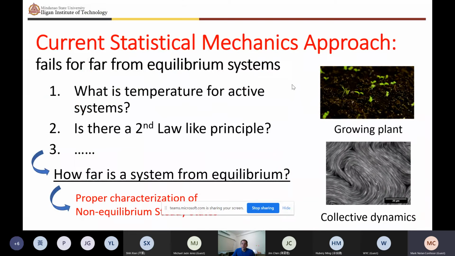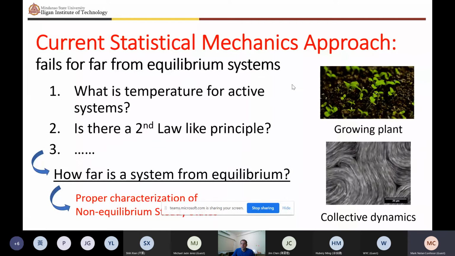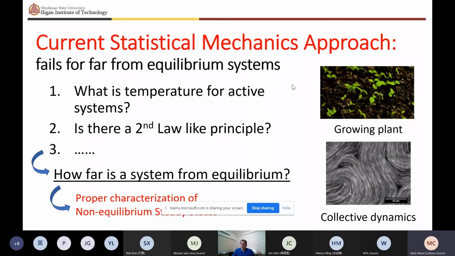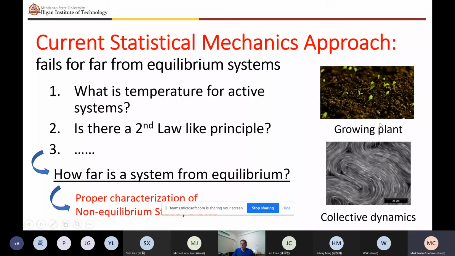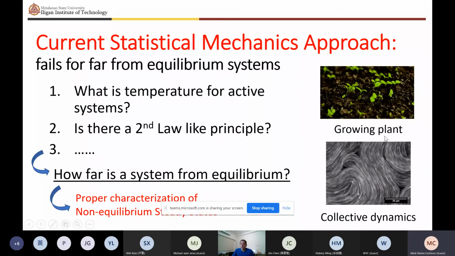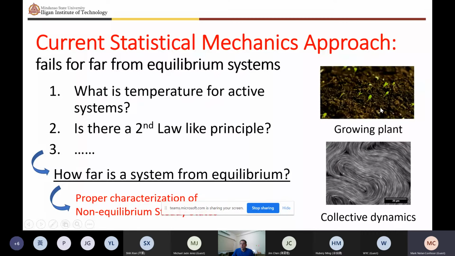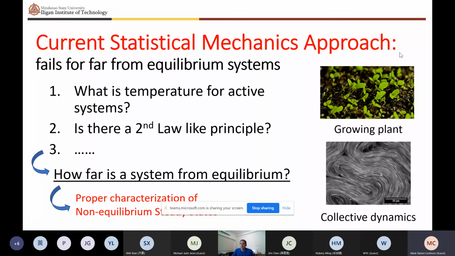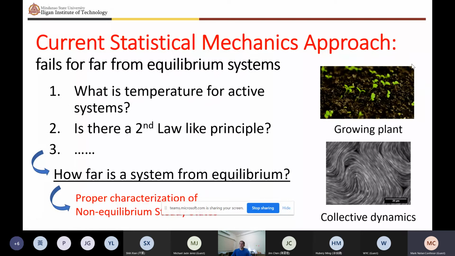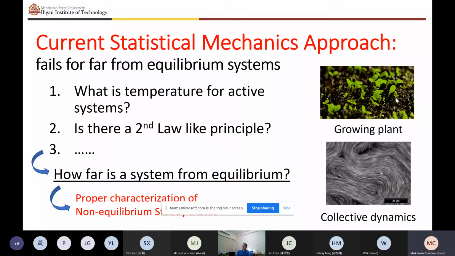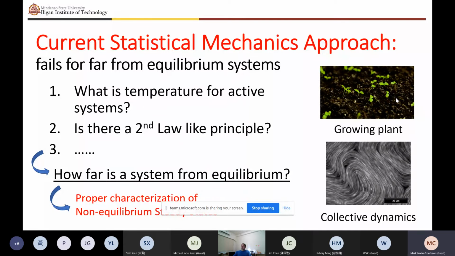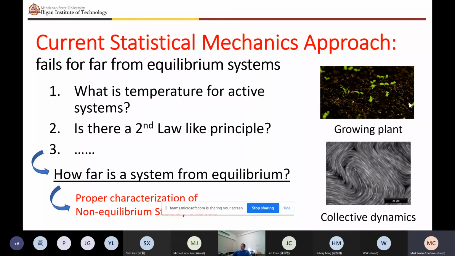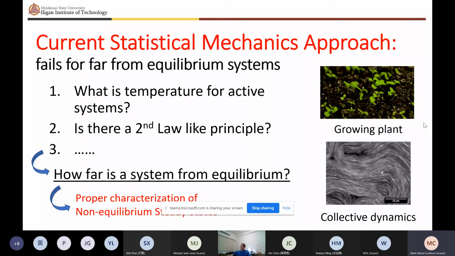As a matter of fact, much of our understanding of statistical mechanics fails when we consider systems that are far from equilibrium. I just borrowed some of these videos from YouTube. For example, you have a growing plant. This plant gets energy and materials from its surroundings and converts them and even reproduces. Current statistical mechanics is not able to explain this, and so we have to build one.